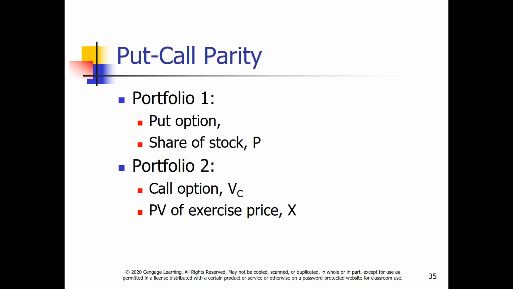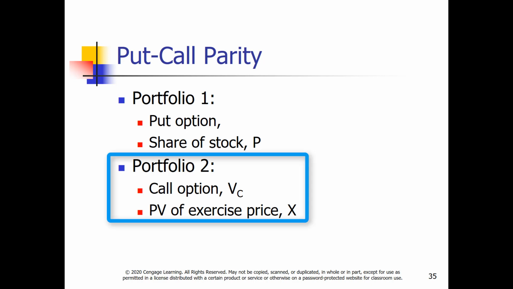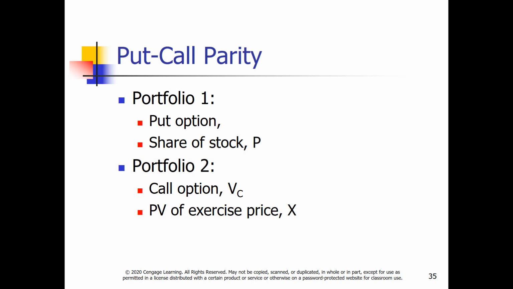Put-call parity specifies the relationship between a put, a call, and the underlying stock price. For our example, assume we create two portfolios. In one, you hold a put option and a share of stock. In the other, you hold a call option and the present value of the exercise price. You'll see how this works on the next slide.